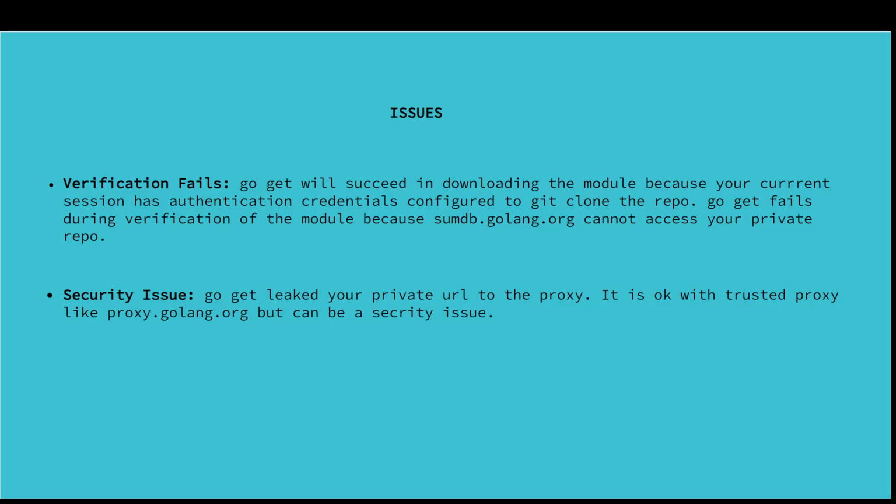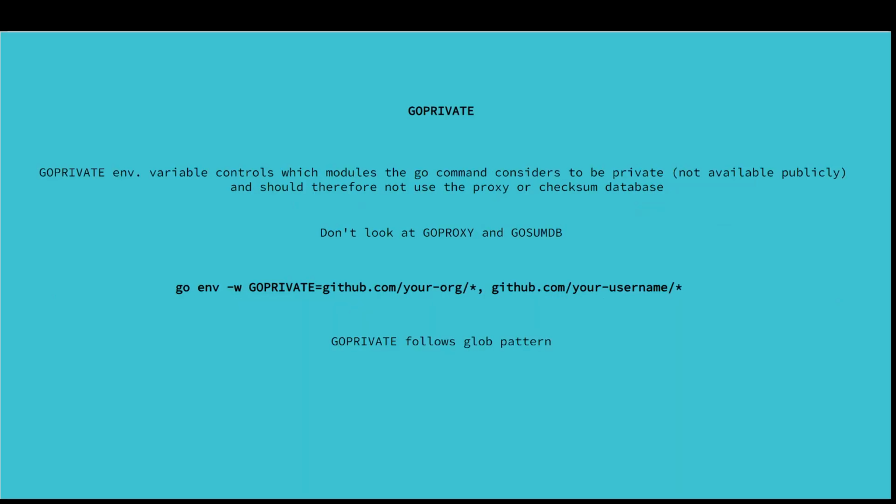So what can we do to access a private repo? For public repos, I showed you the process. For private repos, there is a variable called go private. When this variable is set, it basically tells Go not to look at the go proxy and go sumdb environment variables for these repos. So what I do is I set my go private to this value.